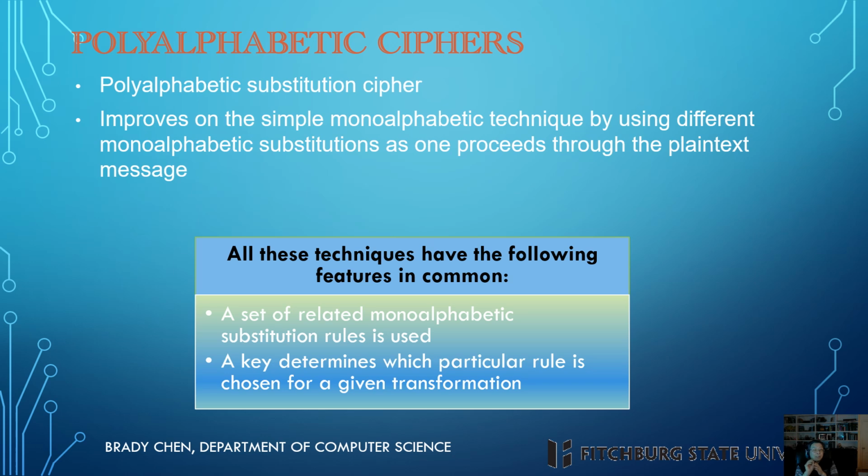Okay, so all these techniques basically have the following features in common. We have a set of related monoalphabetic substitution rules, and we also use a key. The key determines which particular rule is chosen for the given transformation.